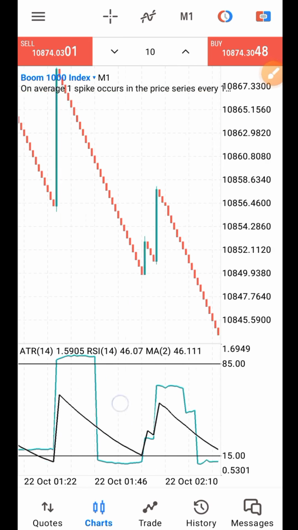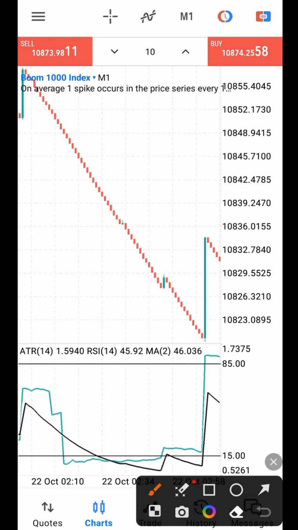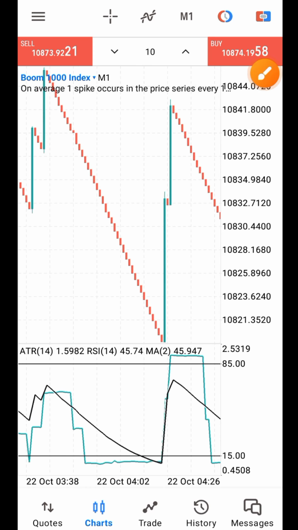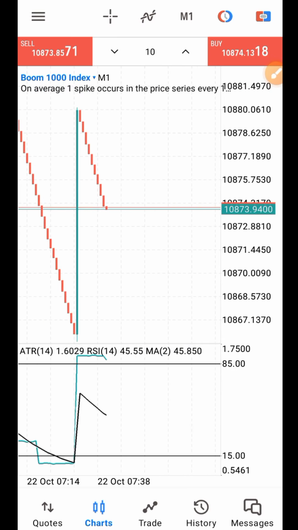But if you want to catch spike, it happens here too, it crosses and the market keeps selling. So if you want to catch spike, once the black is approaching the green, you put on buy, but make sure it's below level 15. Make sure it's below level 15.